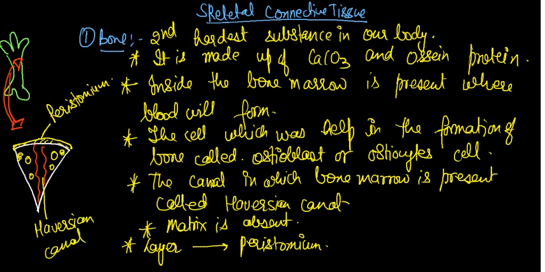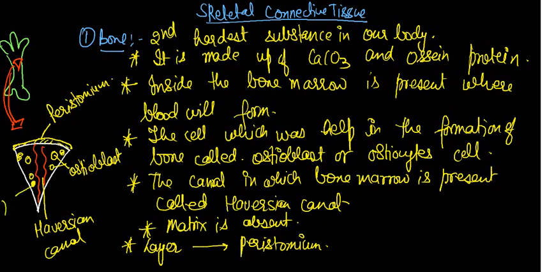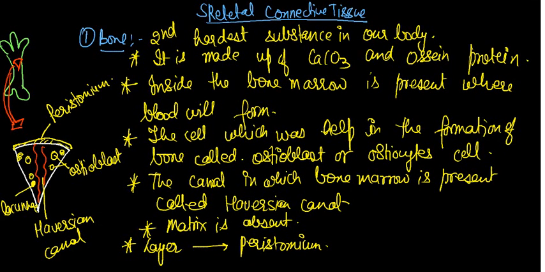This cell is called osteoblast. Inside it, this layer is called lacunae. Matrix is absent. Okay, so this is the structure of bone. The second structure is called what? Cartilage. In the next slide we are going to discuss cartilage.